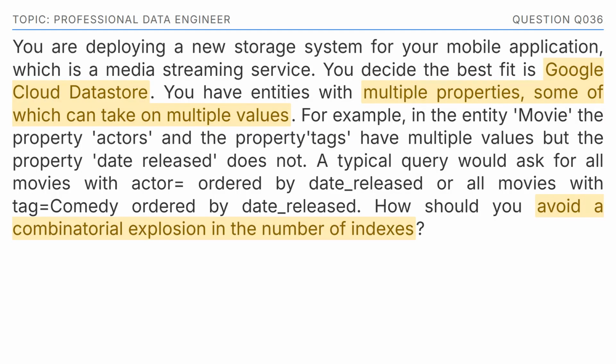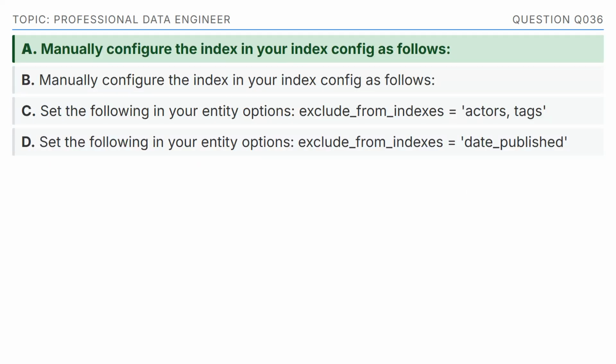To arrive at the correct answer, we focus on the keywords: Google Cloud Datastore, multiple properties, some of which can take on multiple values, avoid a combinatorial explosion in the number of indexes. The correct answer is option A. Manually configure the index in your index config as follows.